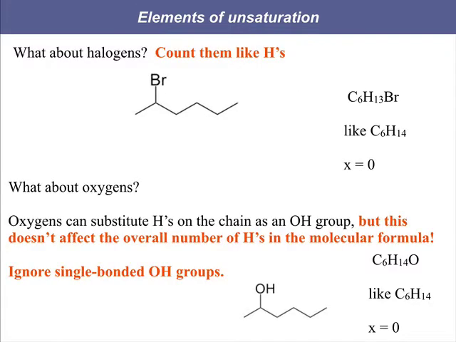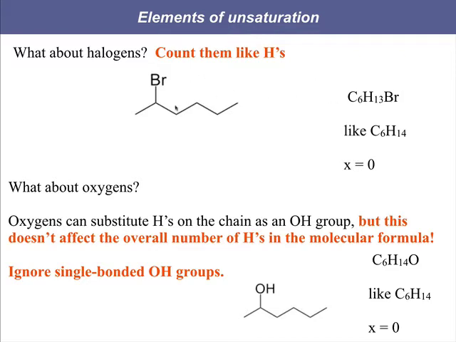Let's look at some other functional groups and see how they affect the degree of unsaturation for a structure. For halogens, we count them like H's. Since halogens only make 1 bond and H's only make one bond, that doesn't change the amount of unsaturation on the molecule. Technically, yes, having a halogen removes a hydrogen, but remember we said that an element of unsaturation should remove two hydrogens. Every X we had removed two. So since they bond like hydrogens, we're just going to ignore them.